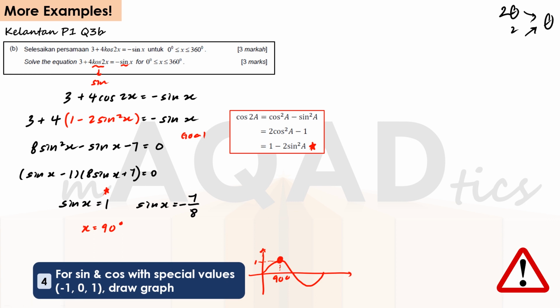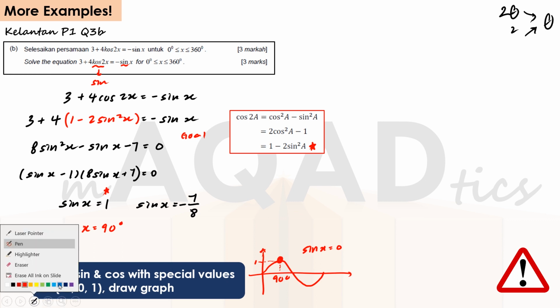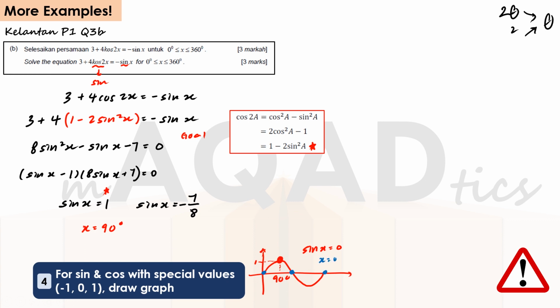Okay, so an example lah, for multiple answer questions. Let's say sine x equals to 0. So if it's 0, you can see that here we have 3 answers. So here should be 0, 180, 360 degrees. Okay, 3 answers which the calculator could not catch.